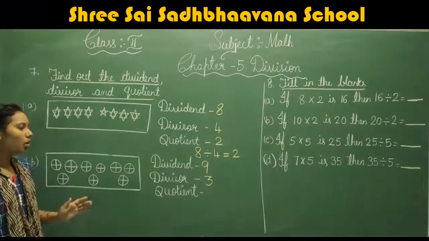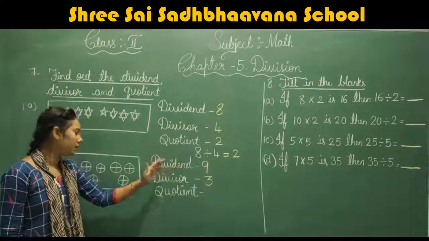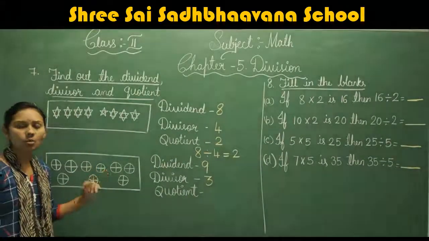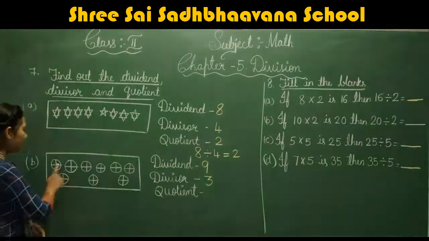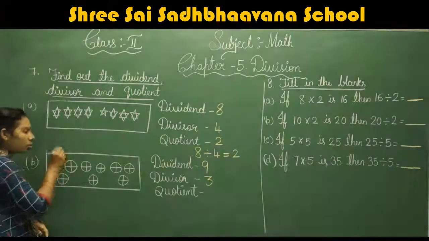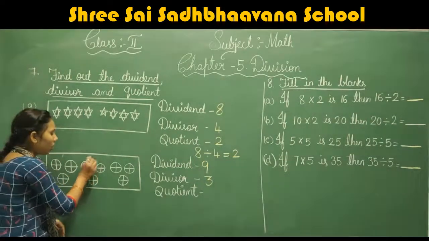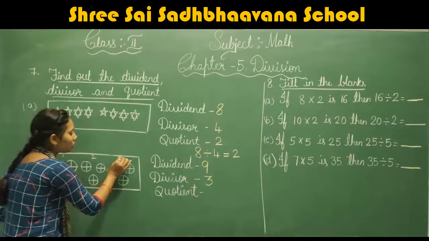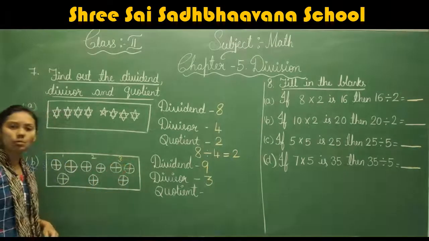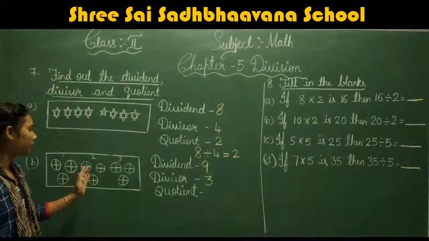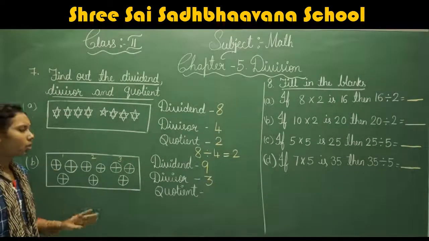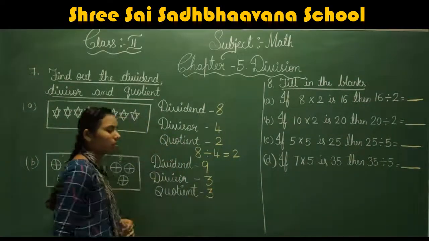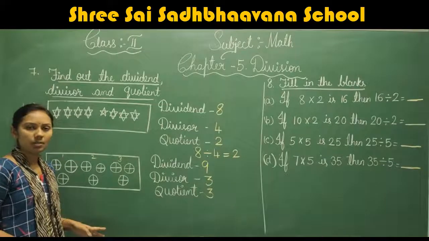Right children? Now when you divide 9 objects by 3, how many groups are formed? Let us see. 1, 2, 3, 1 group. 1, 2, 3, 2 groups. And again 1, 2, 3, 3 groups. How many groups are formed? So this we have divided into 3 groups. So your answer is 3. That is the quotient is 3.